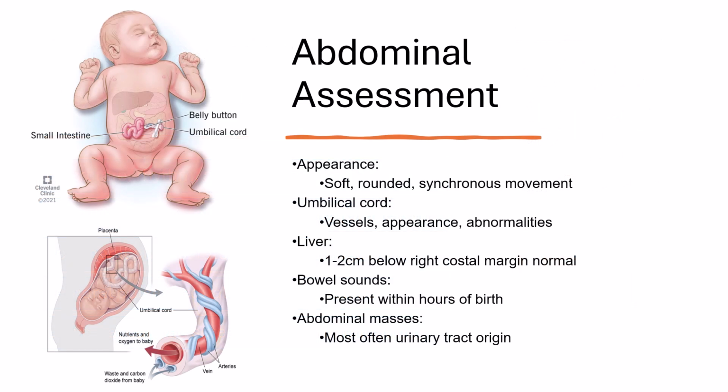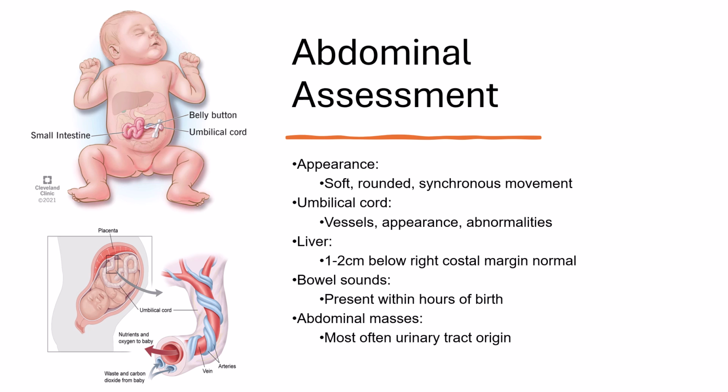For abdominal assessment, first note the appearance. Normally soft, rounded, with movement synchronous with breathing. Examine the umbilical cord, counting vessels. Normally one vein and 2 arteries. Noting appearance and checking for abnormalities like omphalitis or umbilical granuloma.